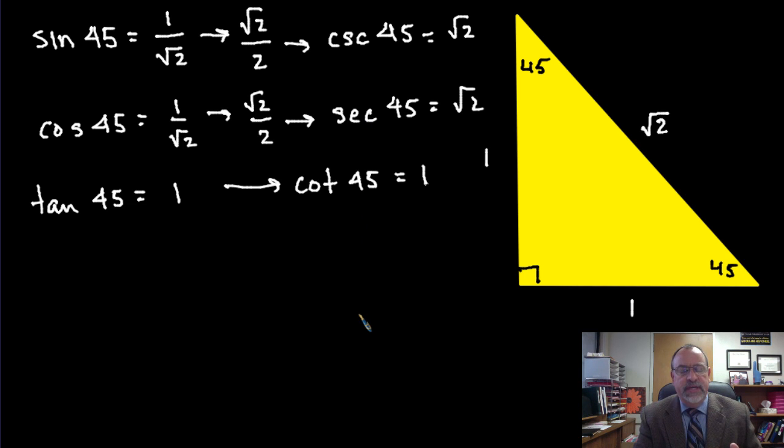So in those 30-60-90 and 45-45-90 triangles, all of those trigonometric ratios are vitally important that you are quickly able to recognize them. So when I say sine of 30, you should automatically go, oh, that's a half. If I go cosine of 30, you should go, okay, that's radical 3 over 2.